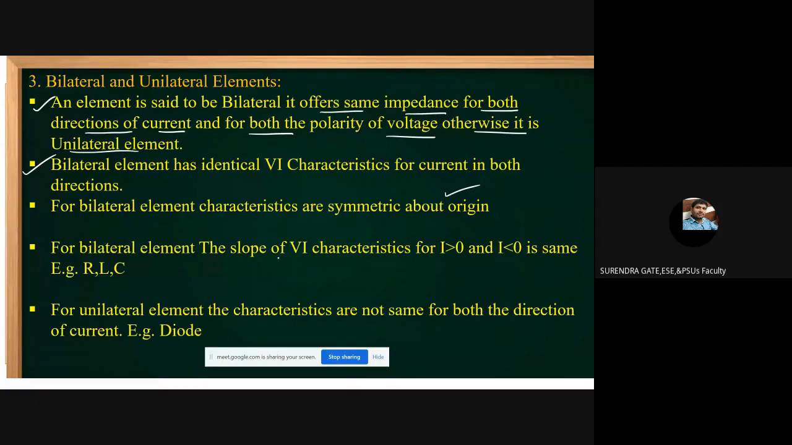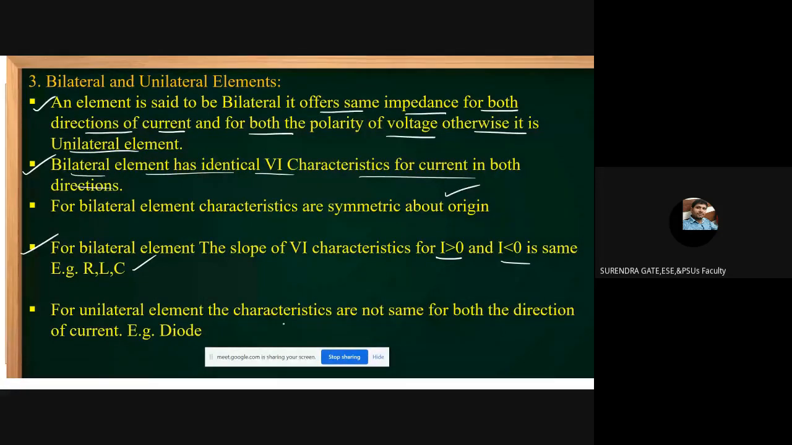For bilateral elements, the slope of the VI characteristics for I greater than 0 and I less than 0 is the same. Just now I gave the statement: a bilateral element has identical VI characteristics for current in both the directions. This is the meaning. Then it is treated as bilateral. All resistors, inductors and capacitors are bilateral elements.